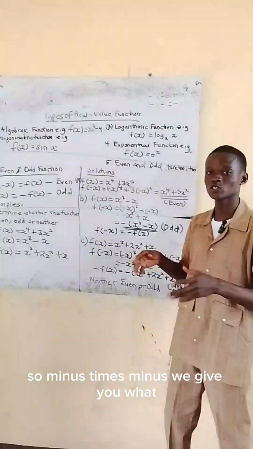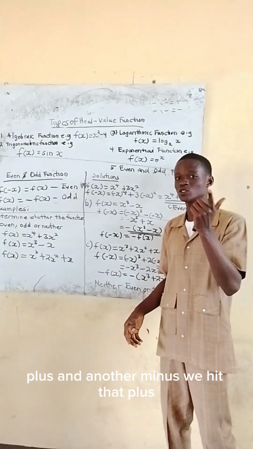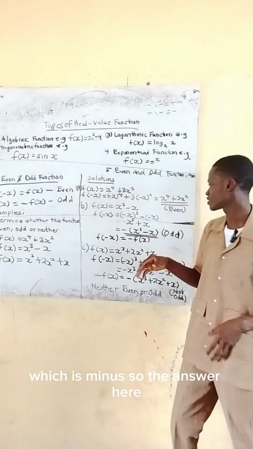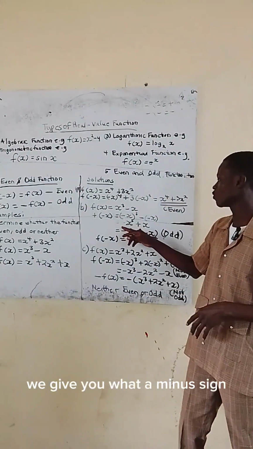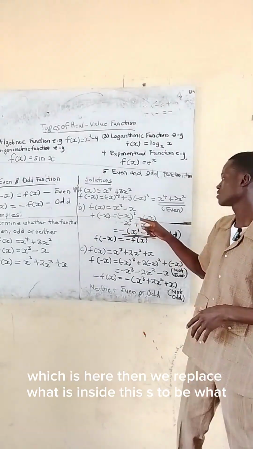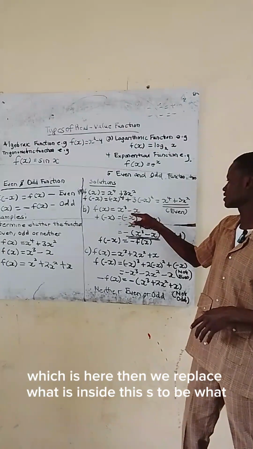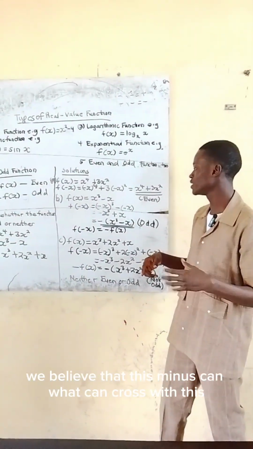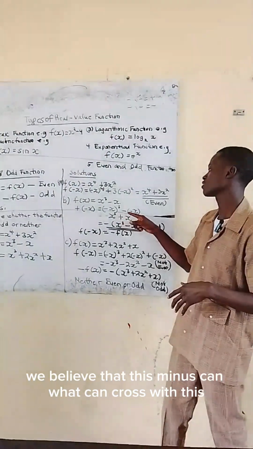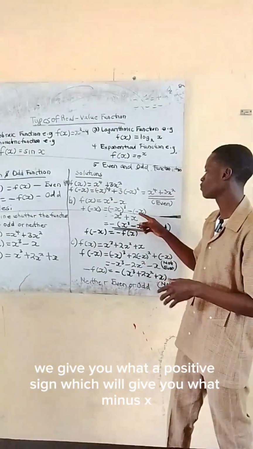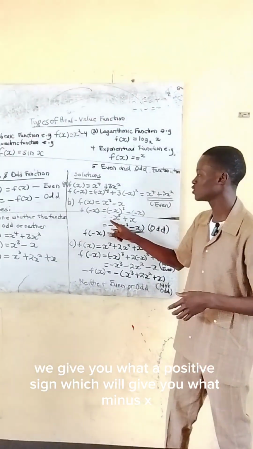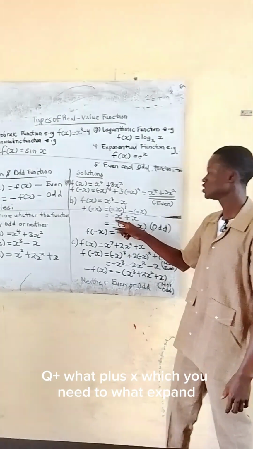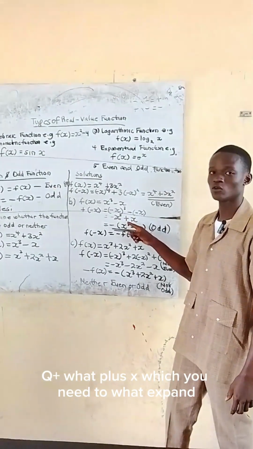So we are going to do minus times minus in three folds. Minus times minus will give you plus. And another minus will hit that plus and give you a negative sign, which is minus. So the answer here will give you a minus sign. Then we replace what is inside this x with minus x. So in normal mathematics, this minus can cross with this and give you a positive sign, which will give you minus x cubed plus x, which you need to expand.